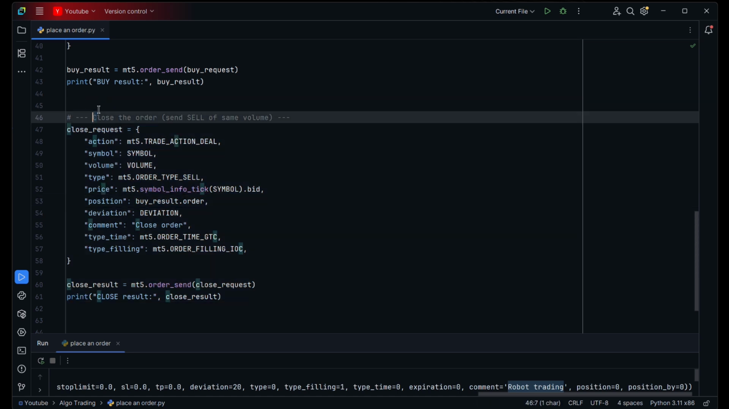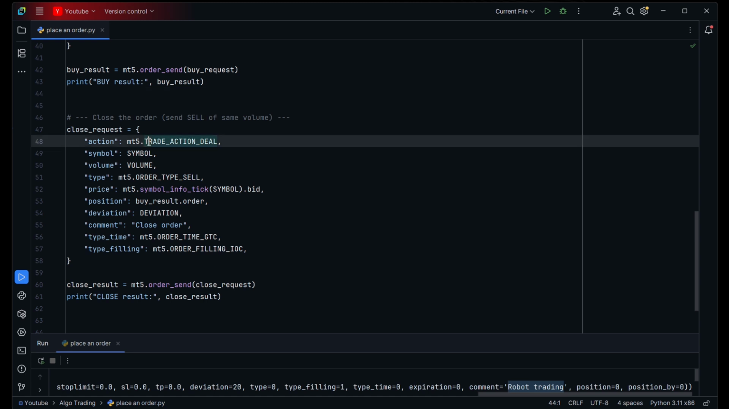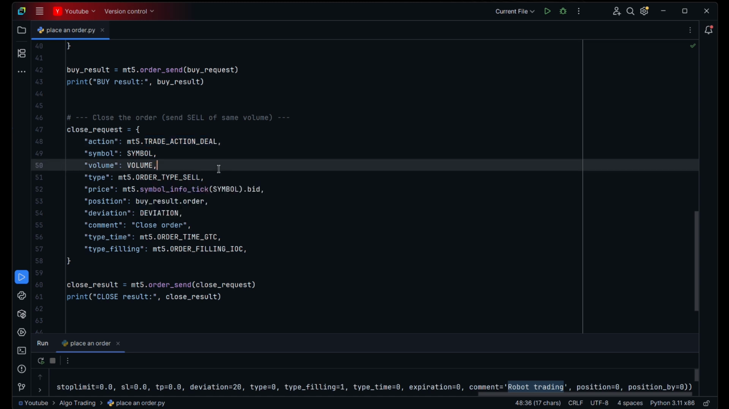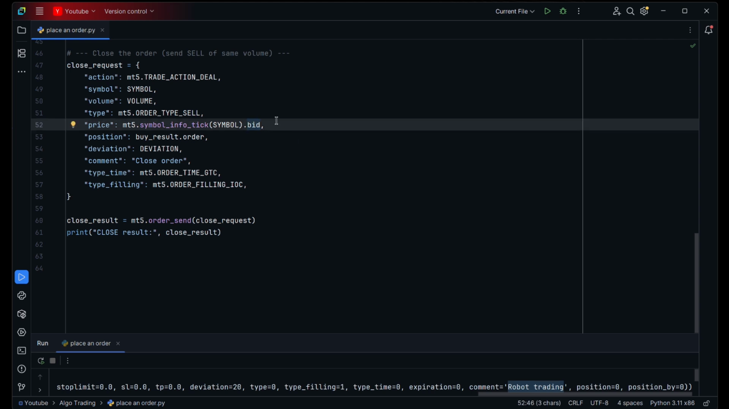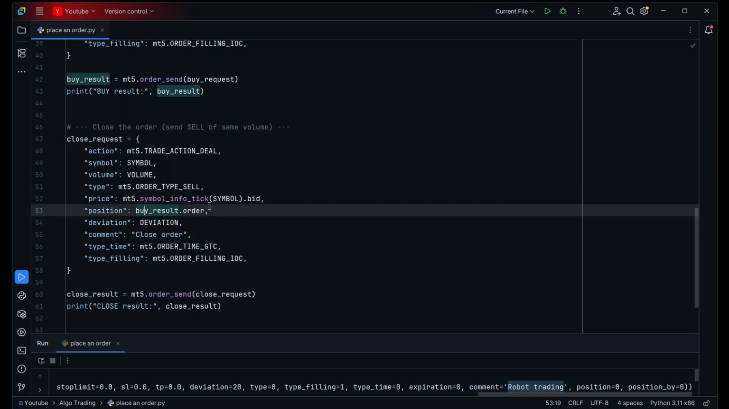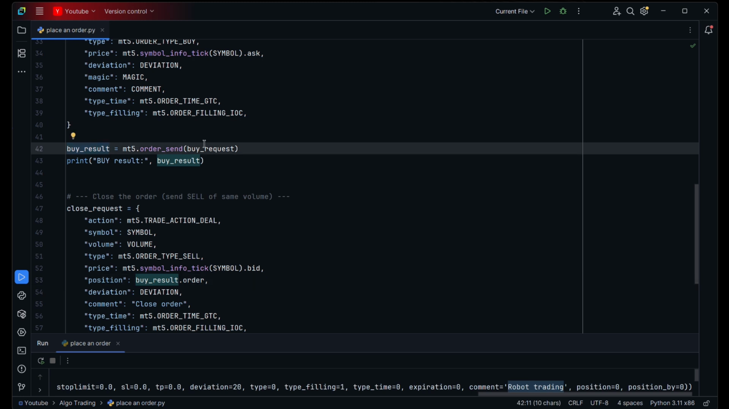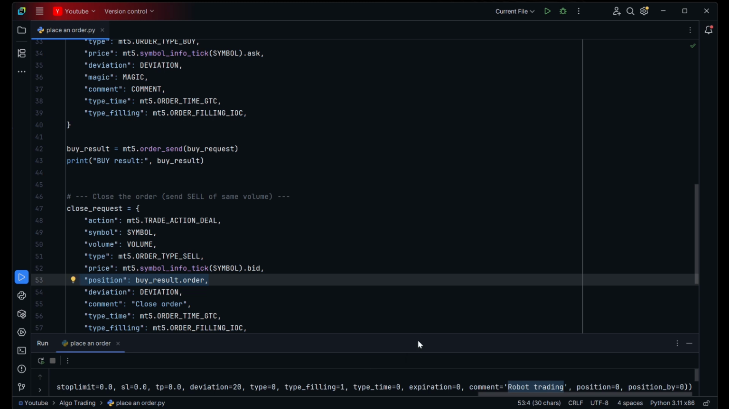So now I will close this trade by removing these quotation marks. For the close request, it's quite similar, because action deal is the same. It's now symbol, volume, type sell, the contrary of course, because we want to sell the same symbol. As we bought here, we want to sell it. So here, as I said before, we want the bid because the ask doesn't matter as it's a sell position. And the position, yeah, it's the same. We take the result of the order in order to know which position we want to close.